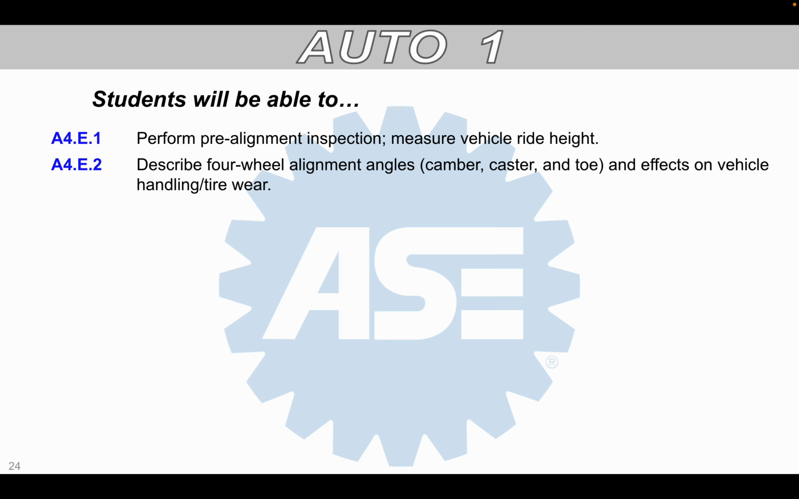Because we were talking about tire wear and how we want to rotate the tires at regular intervals. Sometimes it's not the tire's fault that it's wearing out the way it is. Sometimes it's bad alignment. So again, some low-hanging fruit when it comes to asking questions. How do I measure vehicle ride height? What is vehicle ride height? What is camber? What is caster? What is toe?